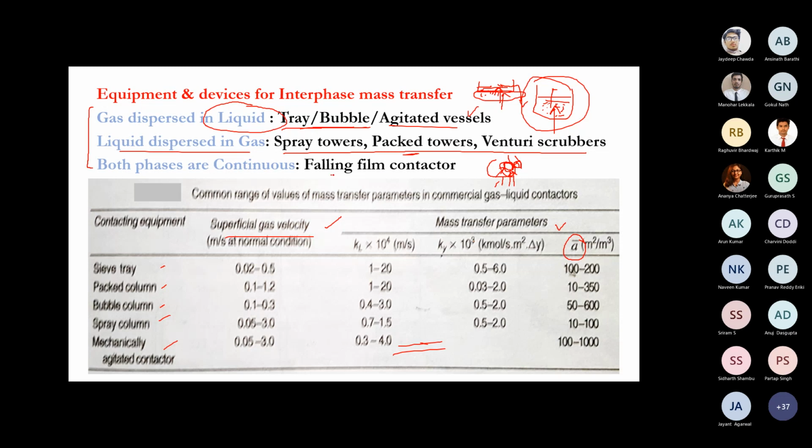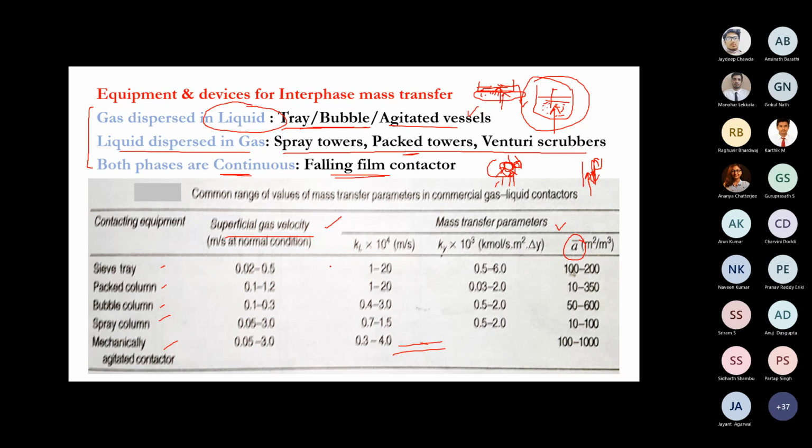But another contactor is the falling film contactor, where both phases are continuous. You have a column where the liquid goes as a continuous phase, and you allow the liquid to flow along the wall. Wetted wall columns, or falling film contactors, are a very good example for this type of contactor because both phases are continuous. The solute transfer takes place based on the concentration difference. So we have different types of gas liquid contactors.